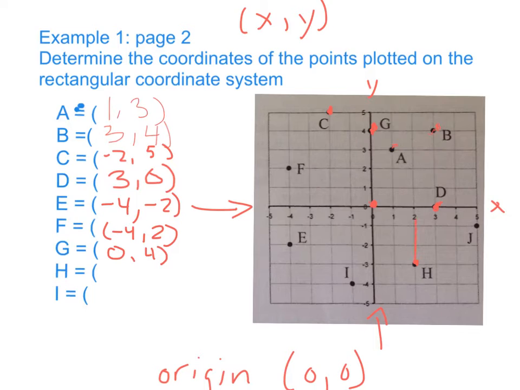H, if I follow it up to the x-axis, my x value is 2. My y value is -3. For I, my x value is -1. My y value is -4. I think I left one out. J. Let's take a look at J. Here's J. My x value is 5. My y value is -1.